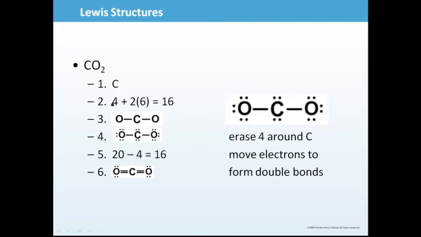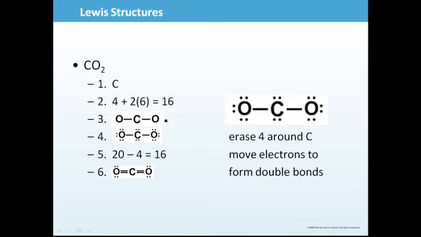Secondly, we need to determine the total number of valence electrons. We have one carbon, so that one carbon has 4 valence electrons. We then have 2 oxygens. Remember, one oxygen has 6 valence electrons. Since there are 2 of them, we have to double that. So 4 plus 2 times 6 gives us a grand total of 16 valence electrons that we can use to make our structure.